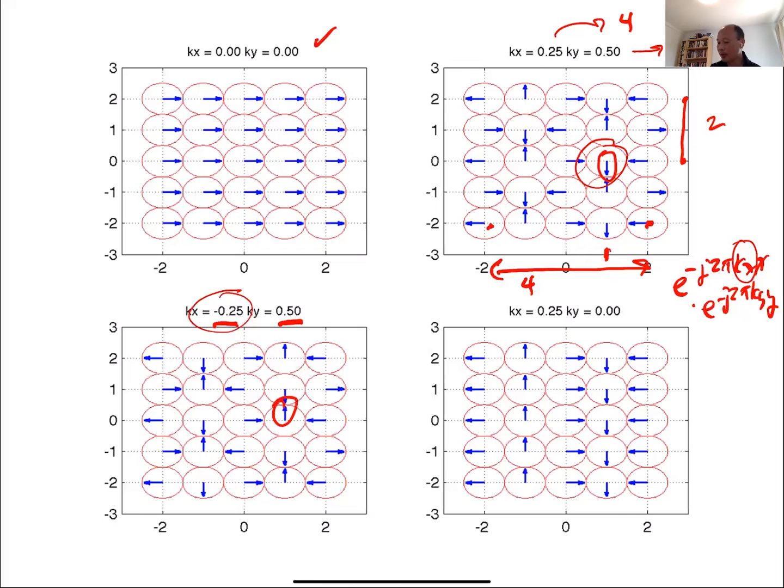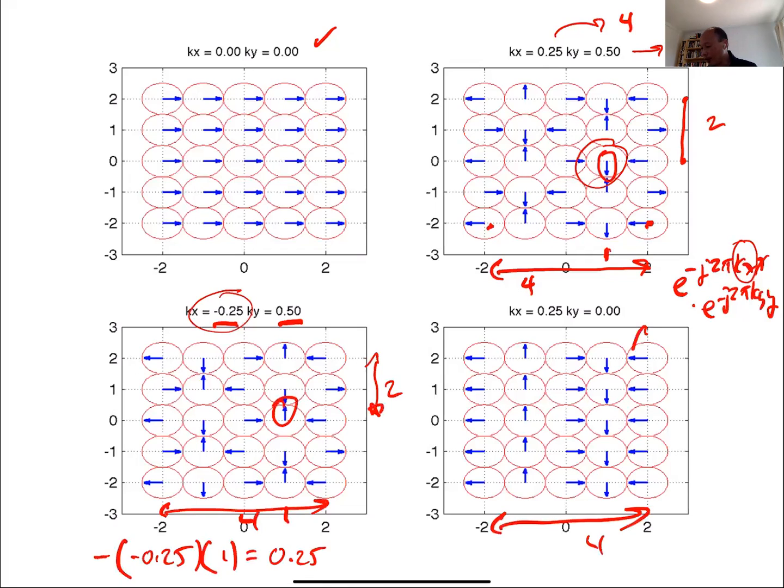let's see, am I doing this right? Minus, yeah. So minus 0.25, minus of that times, this is at 1, is equal to 0.25. So I have a positive phase in there. The period is still the same, right? The period here is still 4, and this period is 2. And here I have still the period of 4. But you notice here, there's no variation along the y direction, so ky is equal to 0.